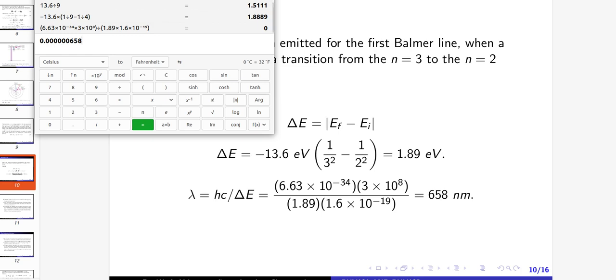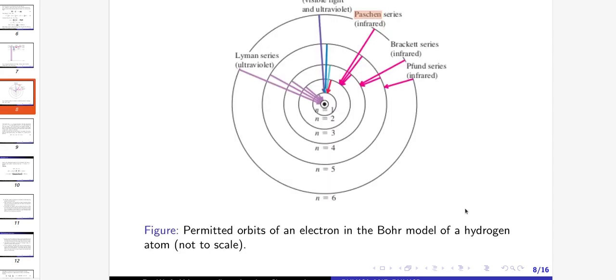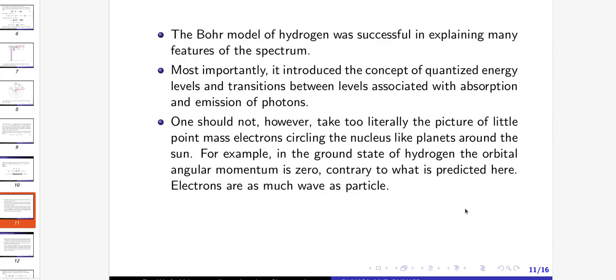Let me put it in standard form. So that'll be 6.58 times 10 to the power minus 7 meters, which is 658 nanometers. 1 nanometer is 1 times 10 to the power minus 9 meters. So the wavelength that is emitted is 658 nanometers. You can see it is between the visible spectrum and the ultraviolet. Okay, so that's about that.